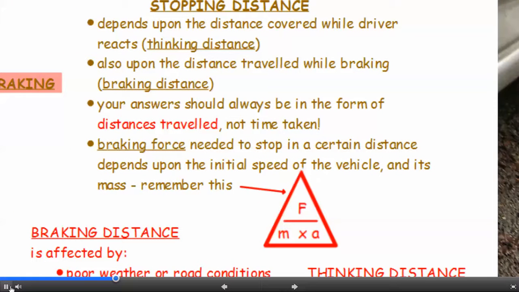And the braking force needed to stop the vehicle within a certain distance depends upon both the initial speed of the vehicle and upon its mass. Remember, force, mass, acceleration, and remember acceleration can be slowing down as well as speeding up. So the slowing down bit, the braking force, depends upon the initial speed and the vehicle's mass.